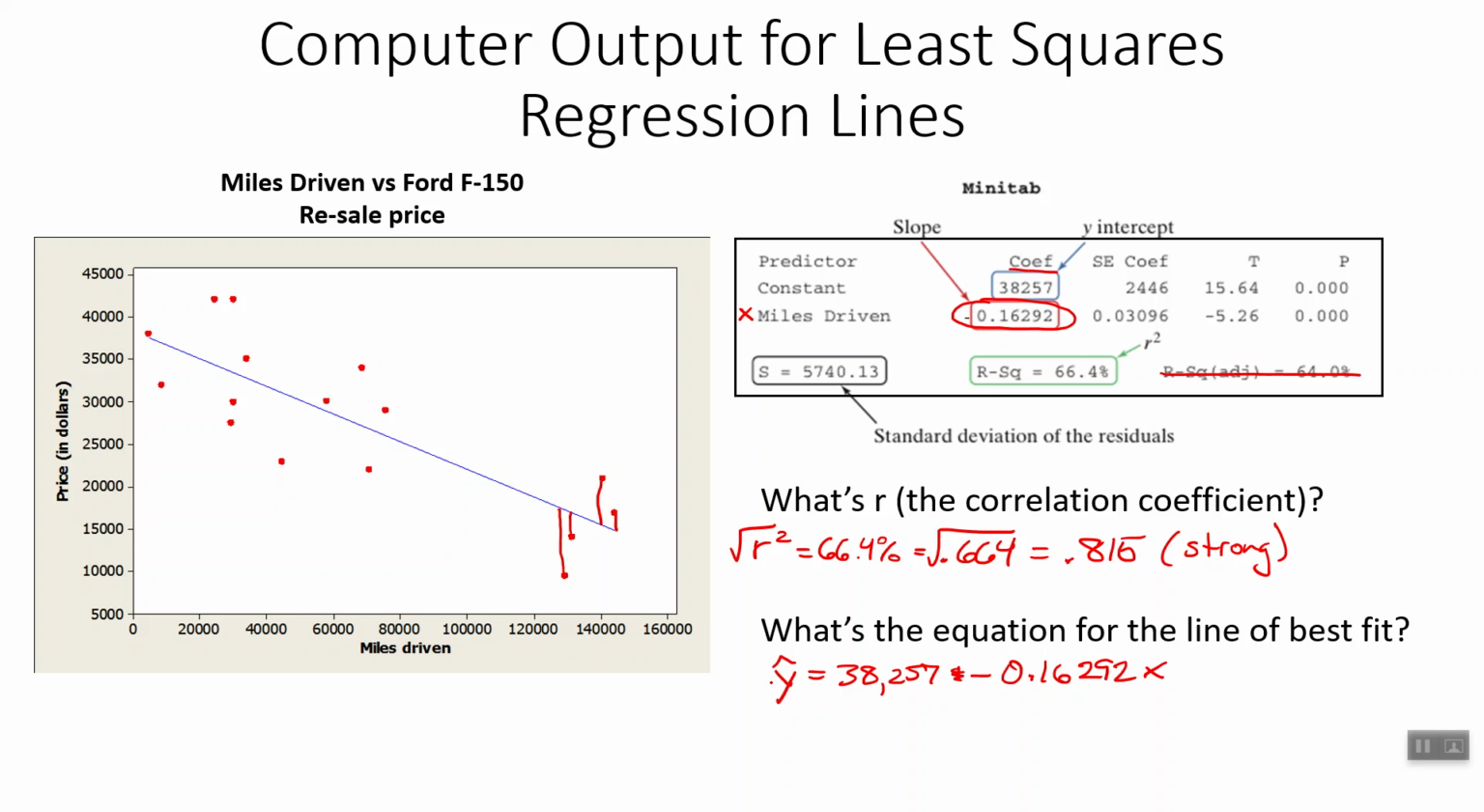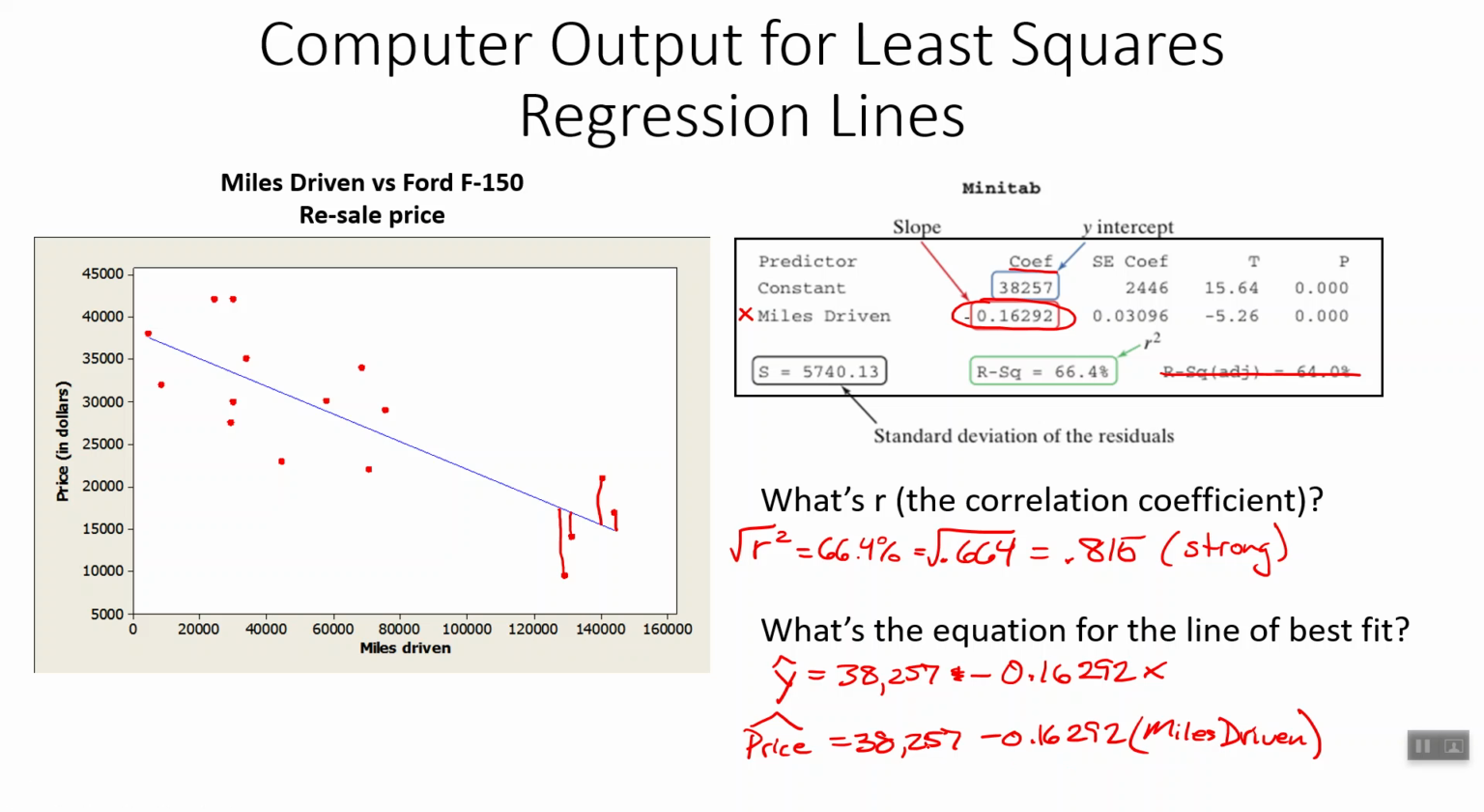But if we write it like that, we have to define what y stands for and what x stands for, which is why it's often easier to write it with just the words in there. The predicted price is 38,257 minus 0.16292 times the miles driven. I do recommend doing it with the words in there. They like it that way on the AP exam. That's the way they write it in their answer keys, with the words in there.